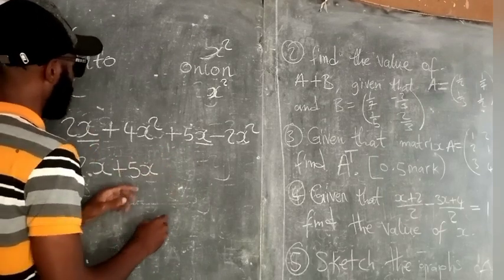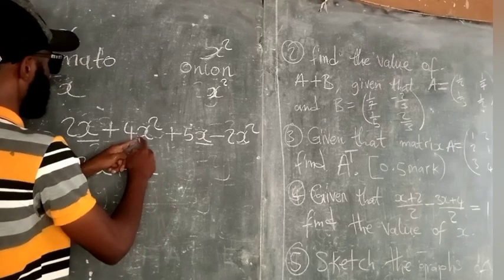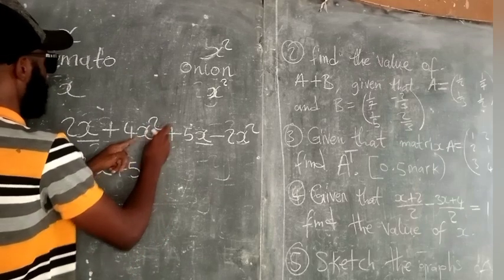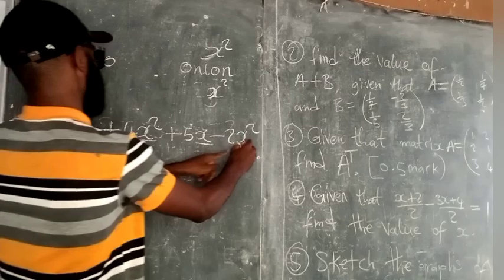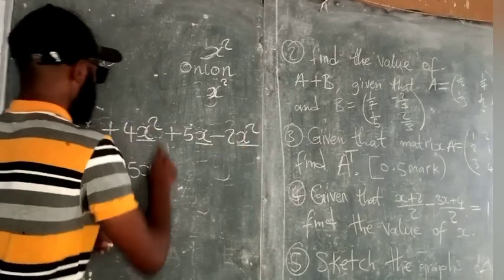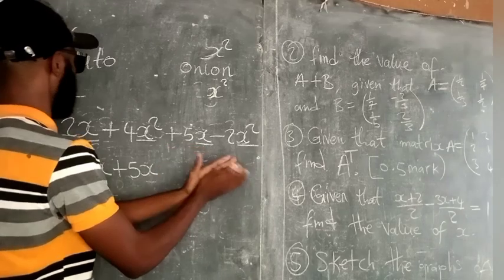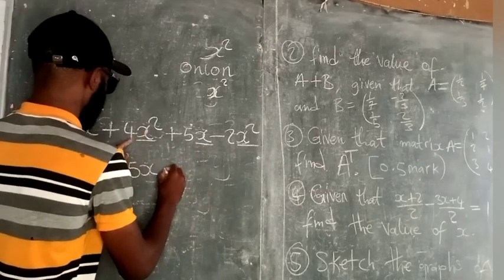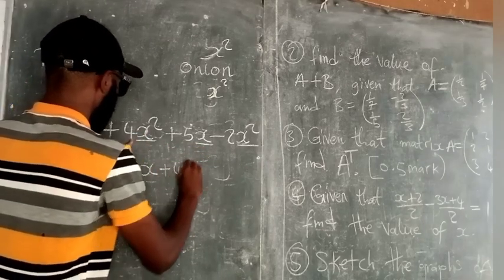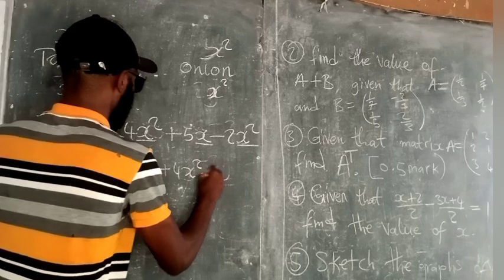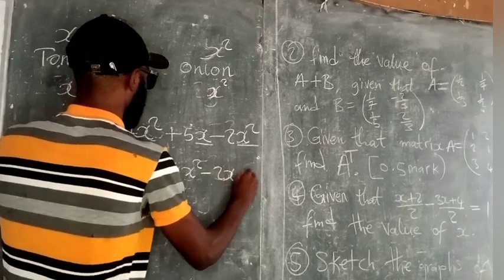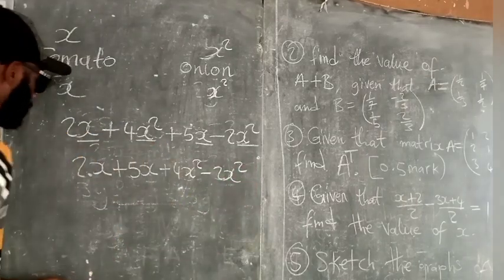What are we remaining with? The onions. So the onions are the ones which have x squared. So this x squared is exactly the same as this one. So these two also belong to the same family. So we put them together. So we get the 4x squared minus 2x squared, like that.